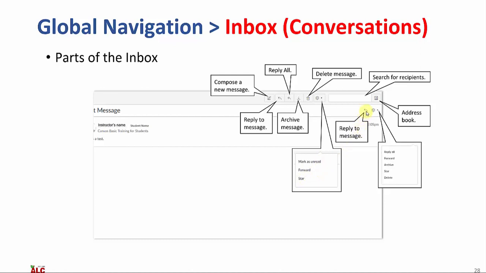You can also reply to a message by clicking this arrow here. And if you click here, this menu will open up that has reply all, forward, archive, star, and delete. This button here provides the address book for the class. And if you wanted to search for a recipient, someone in your class, you could type in their name or part of their name here.